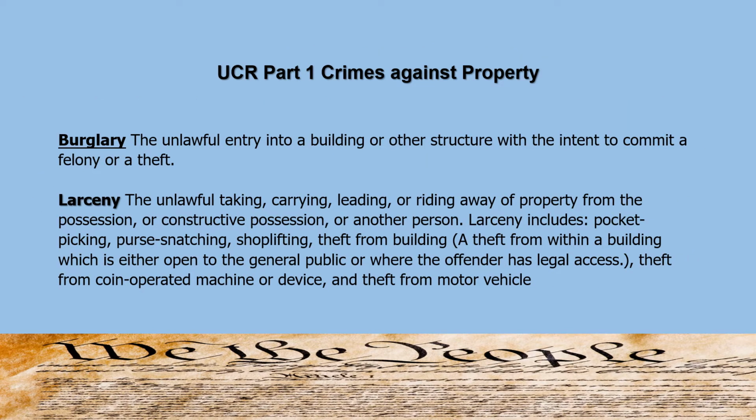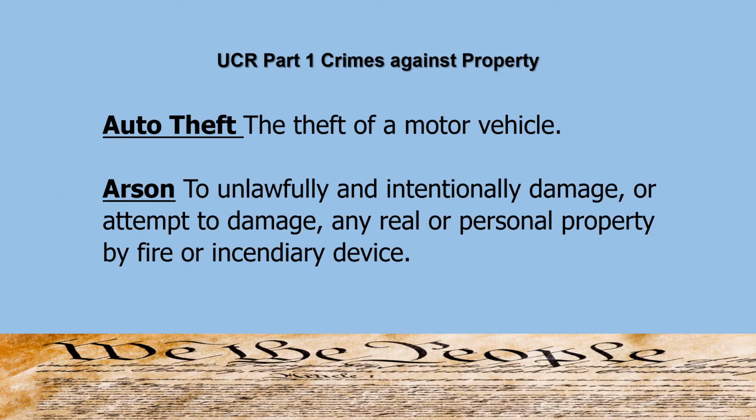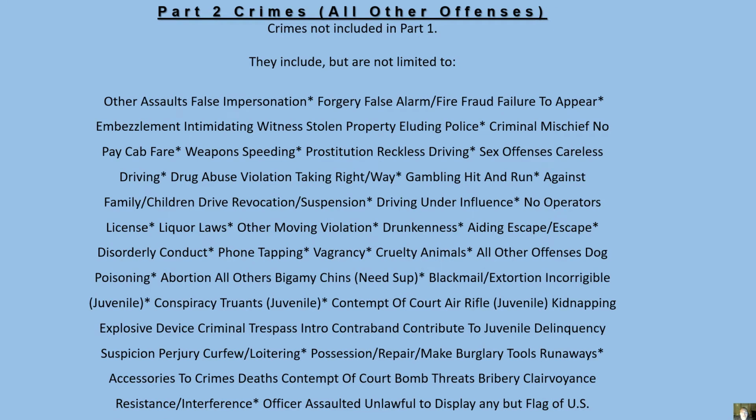These are the property crimes for them. All right, so this is just a short list of Part 2 crimes, basically all other offenses. If it's not in Part 1, it's in Part 2. Crazy ones like, this came right off the Department of Justice's website: display of any other flag other than the United States, contributing to the delinquency of a minor, contempt of court, possession of an air rifle by a juvenile, kidnapping, a pretty serious crime that falls under Part 2 offenses.